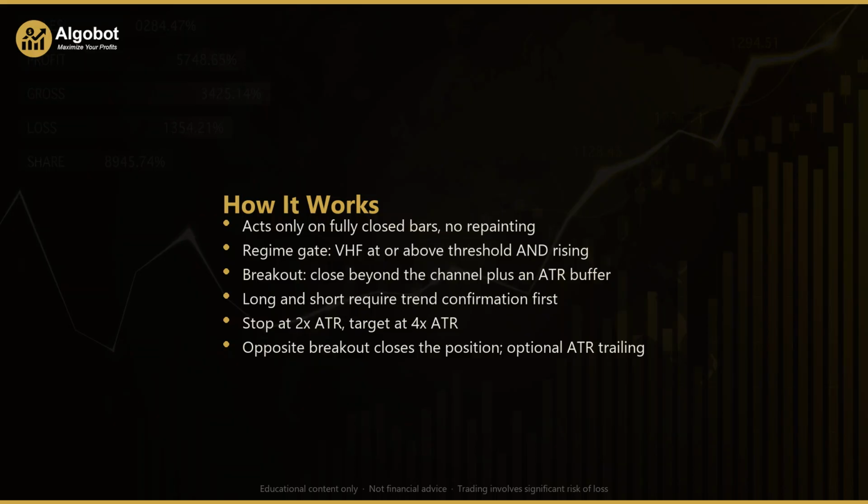Risk management is built in from the moment a trade opens. The stop loss is placed at 2 times the average true range away from entry, and the take profit at 4 times the average true range. That's a reward to risk ratio of 2 to 1 by default. On top of that, there's an optional average true range trailing stop, set at 2.5 times the range, which only ever moves the stop in the trade's favor, never against it. This lets a strong trend keep running while protecting open gains.